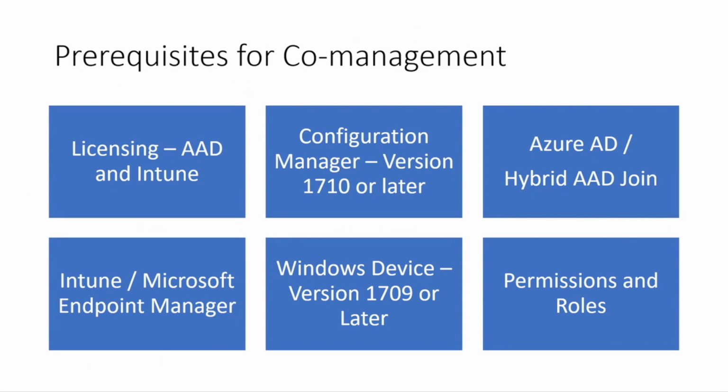You also need your devices to be Azure AD or hybrid Azure AD joined, so for your workstations to be co-managed, that's also a prereq. And obviously you have to have Intune, Microsoft Endpoint Manager, as well as Configuration Manager built. Your Windows devices need to be 1709 or later. 1709 came out about 2017. 20H2 is the currently supported version as of this presentation. You can also use Intune and Windows Update for Business to update features. We'll get into that in a little bit.